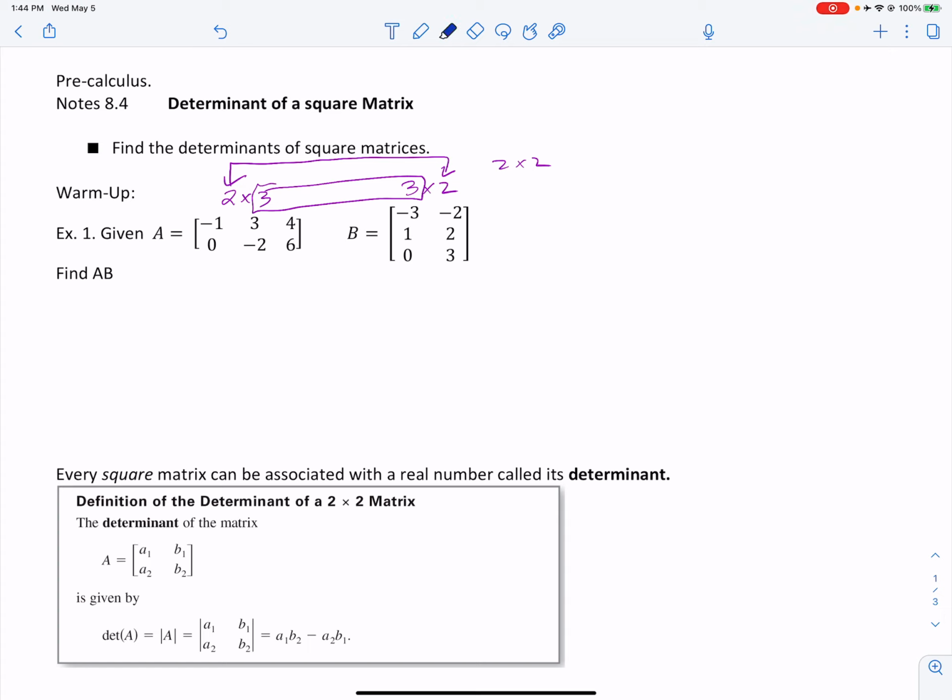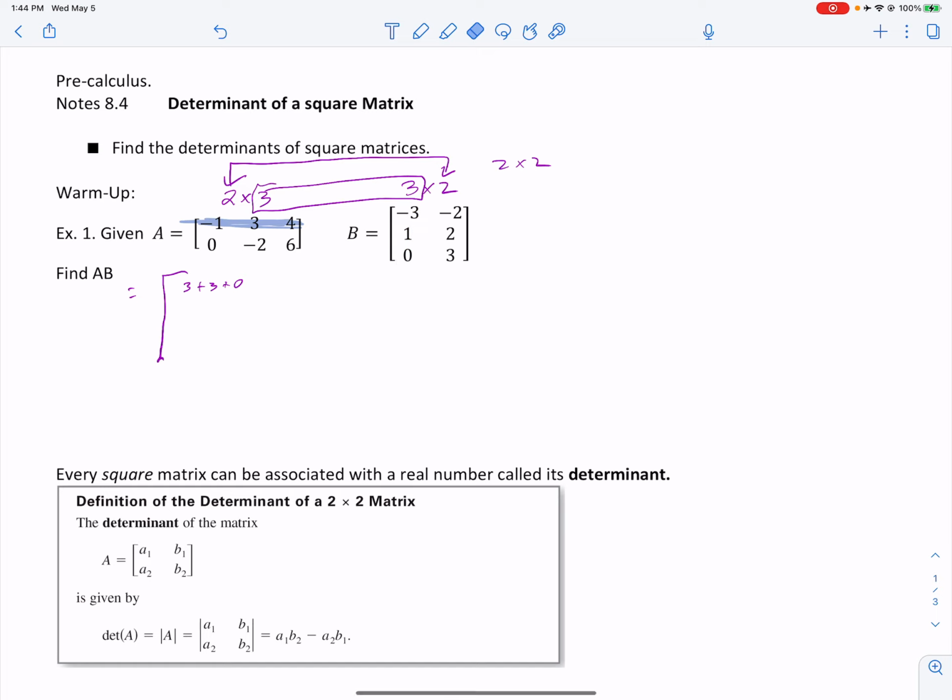When you go to multiply these, you take this first row and multiply each corresponding element with this first column, and then add those up, and you will get your first element in your product matrix. So A times B looks like, we have -1 times 3 plus 3 times 1 plus 4 times 0, which is 0. So your first element is going to be 6.